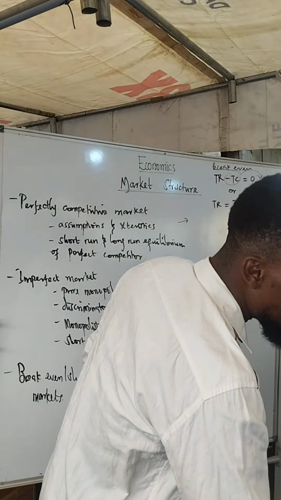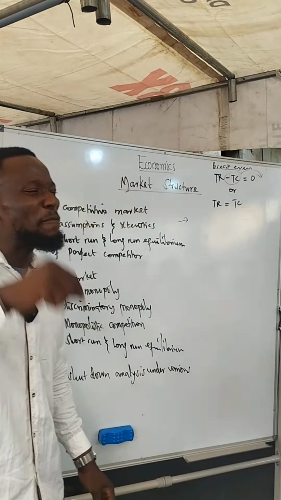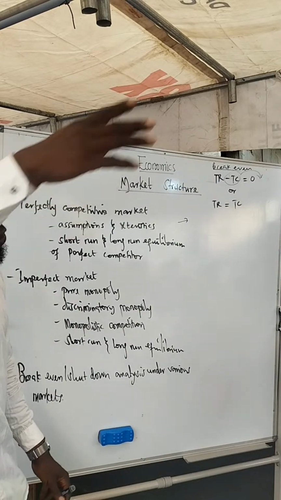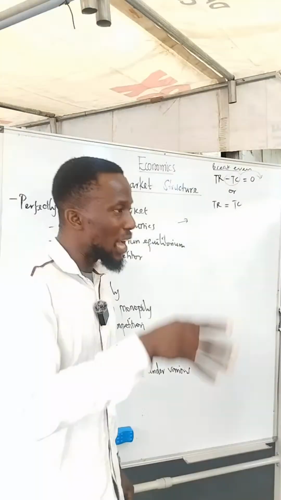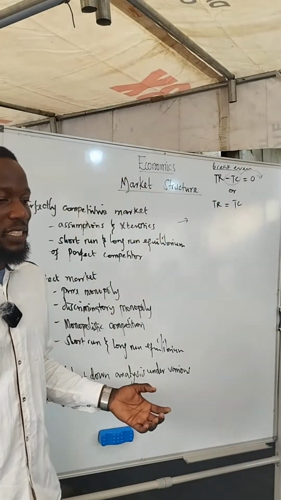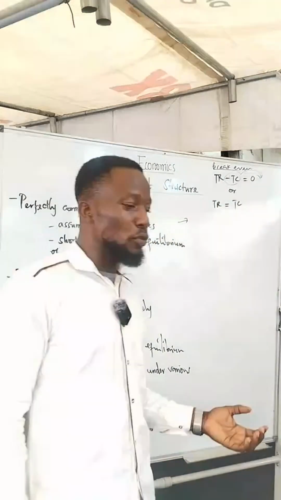What did I say? Perfect information. There is perfect information about the market. You already know what you are going to meet. You are informed about everything you will see in the market. Are you with me? So all buyers and sellers have complete knowledge of prices and products in the market.